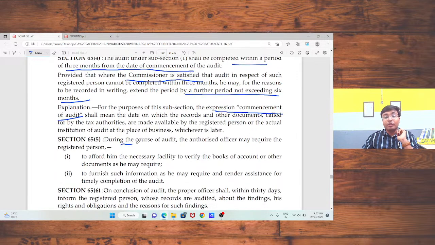Now during the course of the audit, if the departmental authority demands any document, any records, any books of accounts, in that case you need to submit all those required documents and books of accounts to the departmental authority.